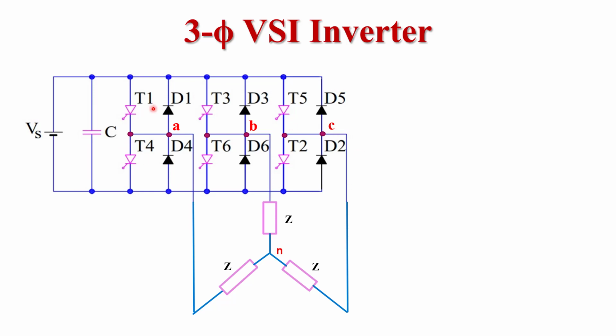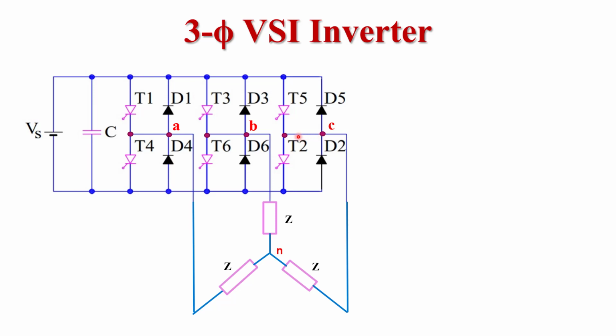Now this circuit is divided into 3 segments. This is the first segment. The first segment consists of thyristor pair T1 and T4. This is the second segment. The second segment consists of thyristor pair T3 and T6. This is the third segment. The third segment consists of thyristor pair T5 and T2. And this is phase A. Phase A consists of the first segment. This is phase B. Phase B consists of the second segment. This is phase C. Phase C is connected from segment 3.